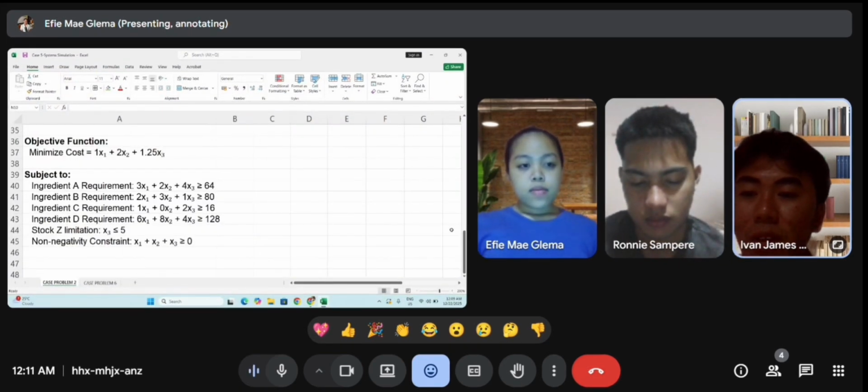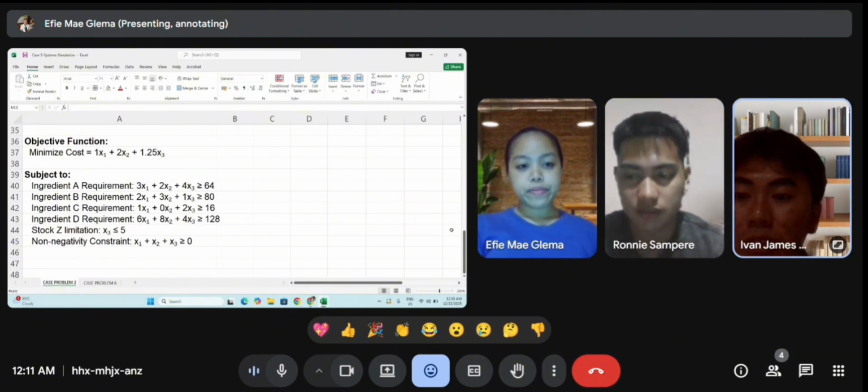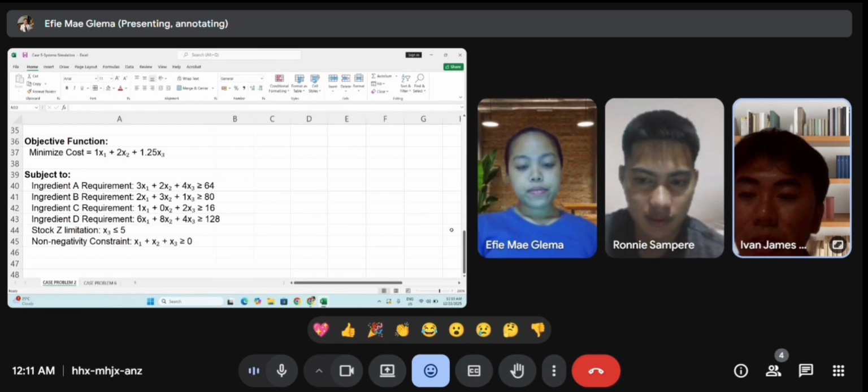Subject to ingredient A requirement: 3x1 plus 2x2 plus 4x3 greater than or equal to 64. Ingredient B requirement: 2x1 plus 3x2 plus 1x3 greater than or equal to 80. Ingredient C requirement: 1x1 plus 0x2 plus 2x3 greater than or equal to 16.